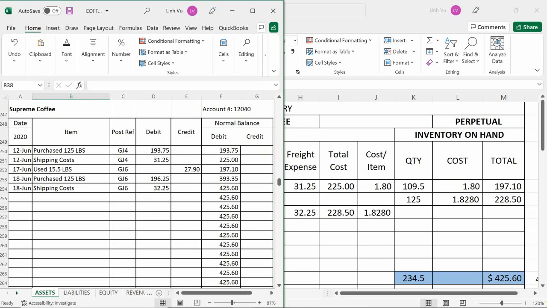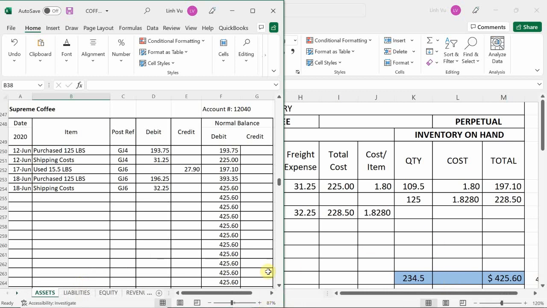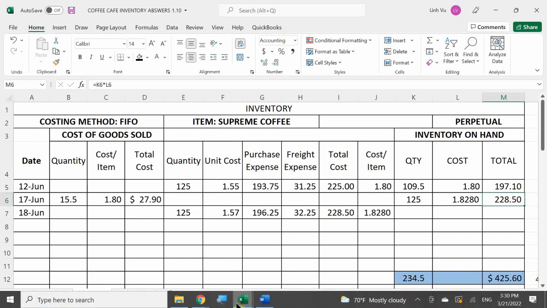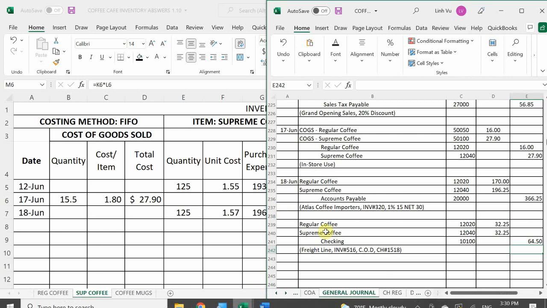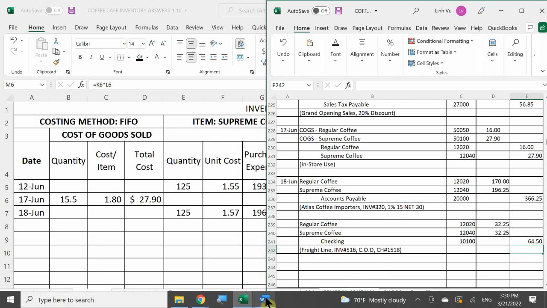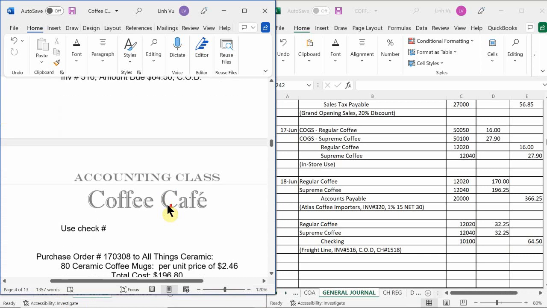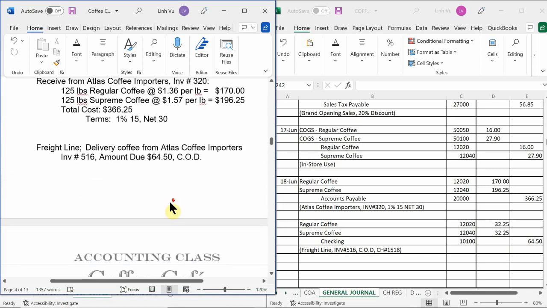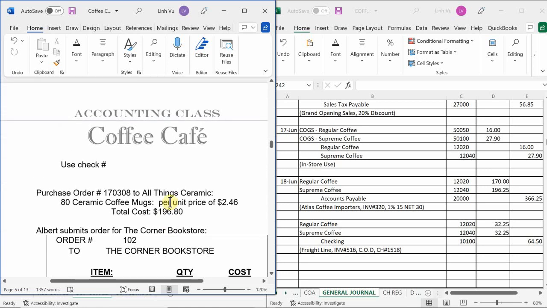Okay? All right. So that means we did our accounting good. Okay? Therefore, we updated our inventory. We have our journal done, our ledger, subsidiary ledger, and our inventory worksheet. So that means we are completely done with this transaction. Okay? So let's see what happened next.